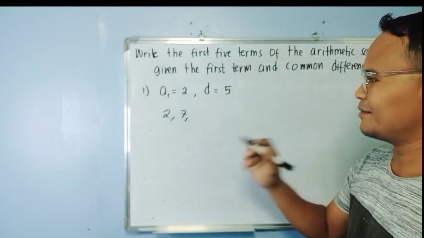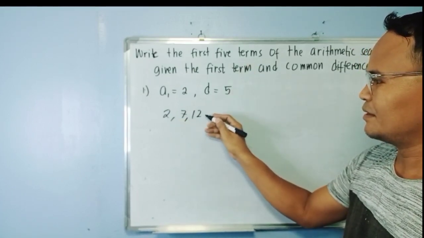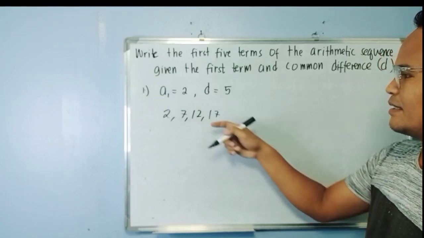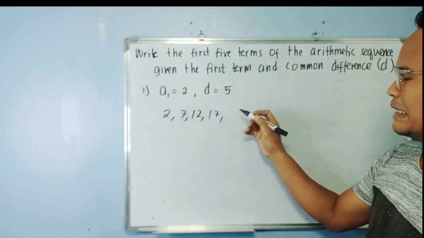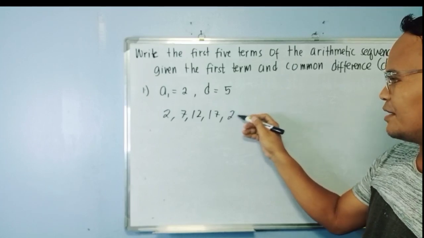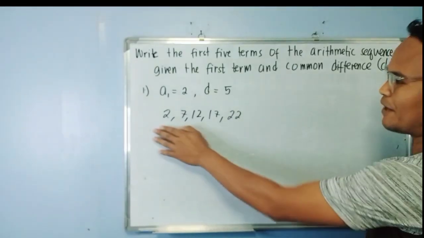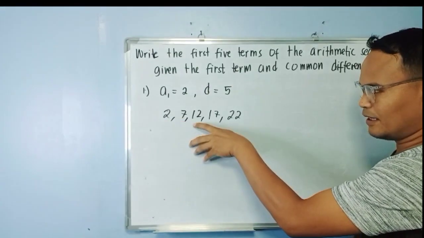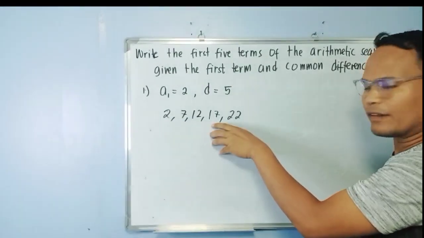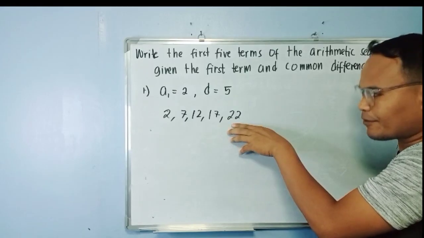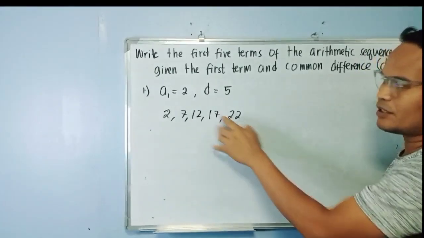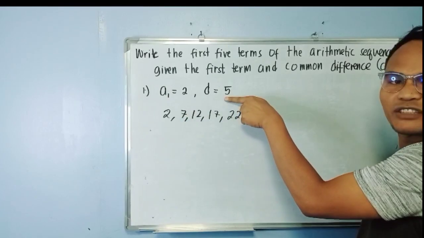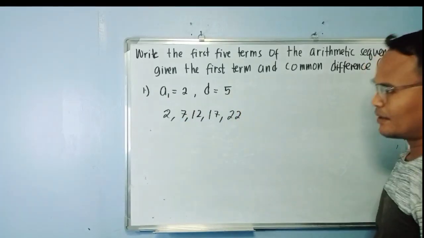7 plus 5 is 12. 12 plus 5, that is 17. 17 plus 5, that is 22. So these are the first 5 terms. The first term is 2, the second term is 7, the third term is 12, the fourth term is 17, and the fifth term is 22. Because we have the first term 2 and the common difference 5. Okay.